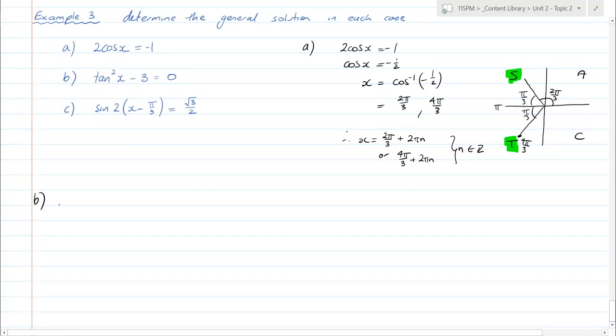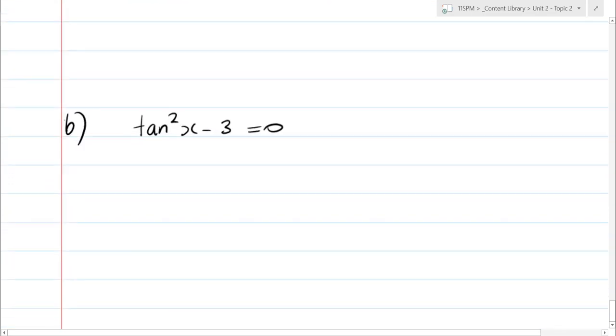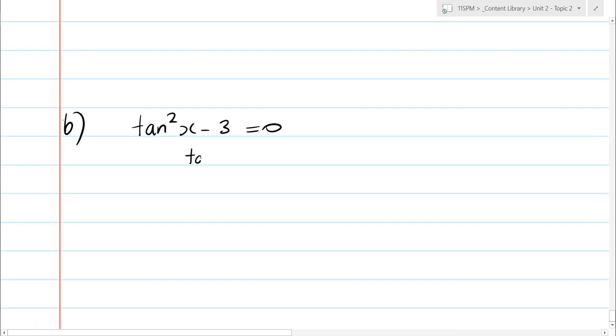Question B, tan squared x minus 3 equals 0. Gives me tan squared x equals 3. Tan x equals plus or minus the square root of 3. Don't forget the minus.